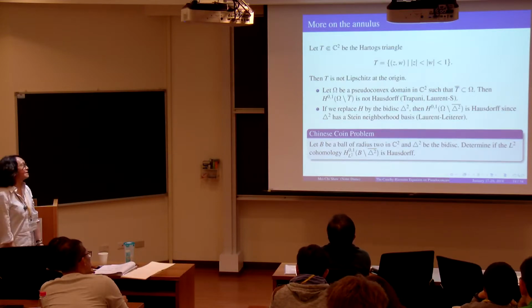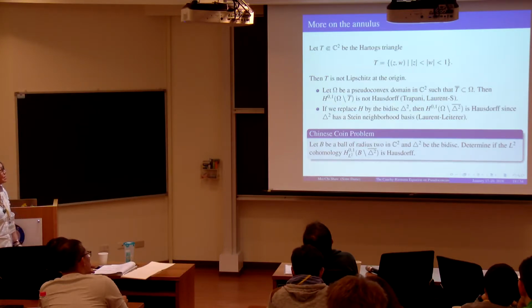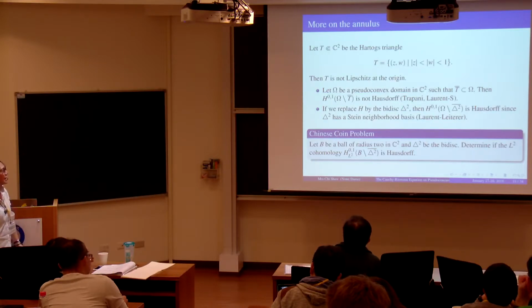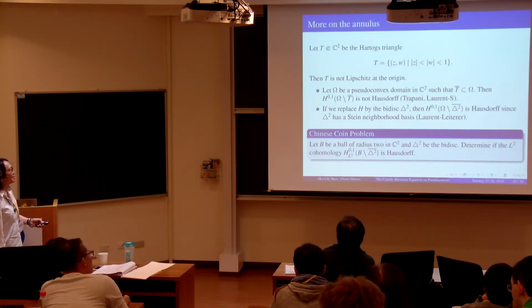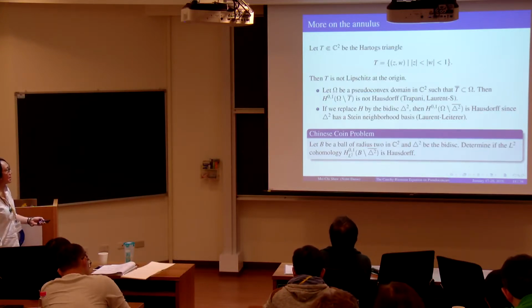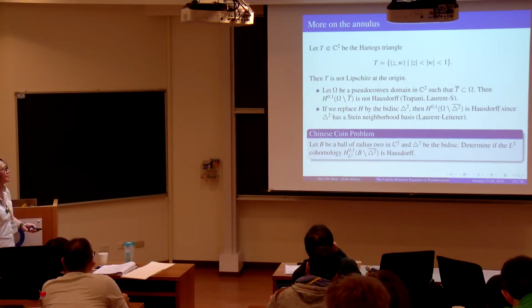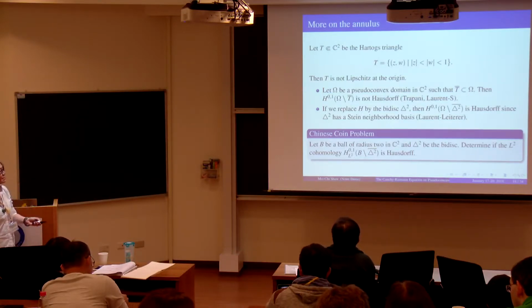Now let us look at the next extreme case. Suppose I have a domain which is the Hartogs triangle. The Hartogs triangle is an example which is not Lipschitz at the origin. It looks very simple, but it is not a graph of a Lipschitz function near the origin. And it has many phenomena which are different from the smooth domain. And one already knows that if I look at the annulus domain where we remove a Hartogs triangle, then it is not Hausdorff. This was first done by Trapani and simplified by Laurent and myself. So we asked ourselves, we want to understand the L2 cohomology. But then we realized: what happens if I replace this Hartogs triangle by the bidisk?